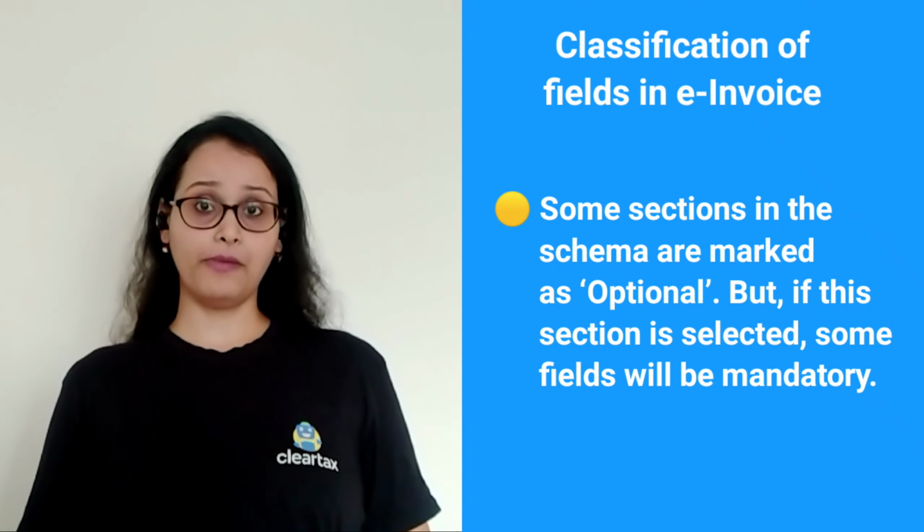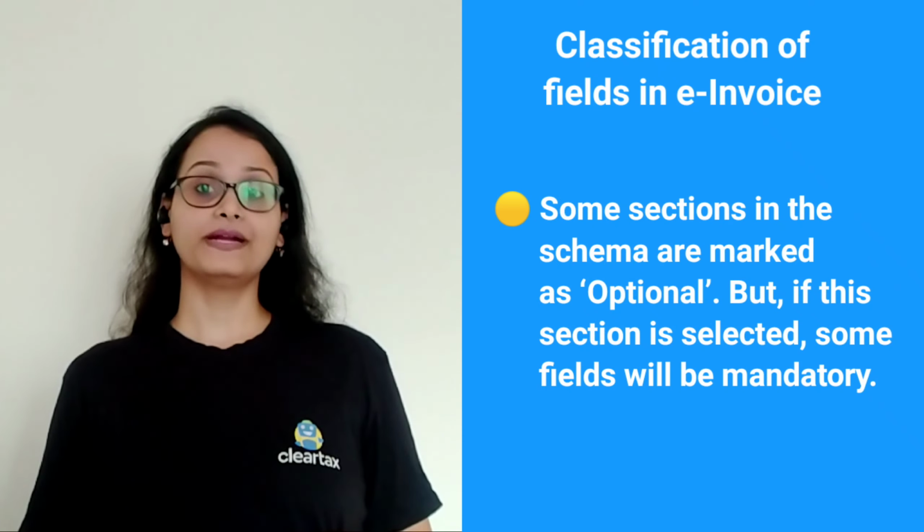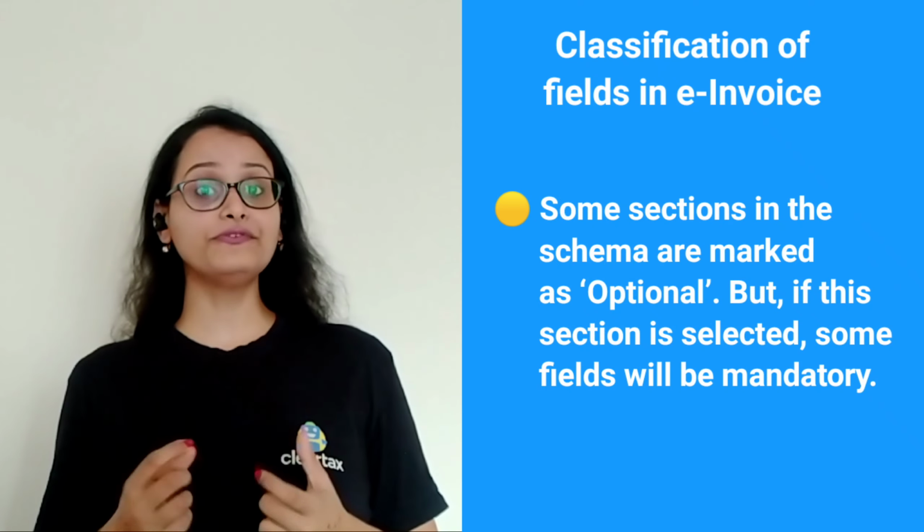Some sections in the schema are marked as optional, but if the section is selected, then some of the fields may become mandatory under it. For example, the section e-way bill details is marked as optional, but if the section is chosen, then a field such as mode of transportation becomes mandatory.